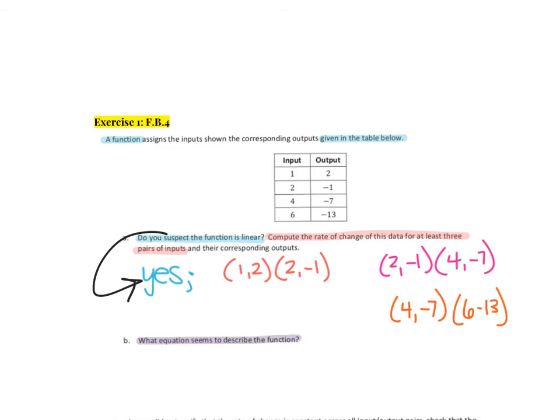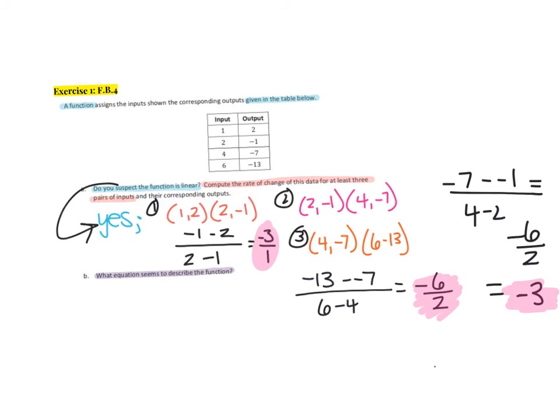And then compute the rate of change for at least 3 pairs of inputs. So I have a pair there, a pair there, and a pair there. So I'm going to pause the video and do my computations. So to wrap up, I found on those red ordered pairs, the top row and the row following it, the slope was -3. And then when I came down to this row, these hot pink here, that was also -3. And then when I looked at the last set, which was these two, I also got -3.